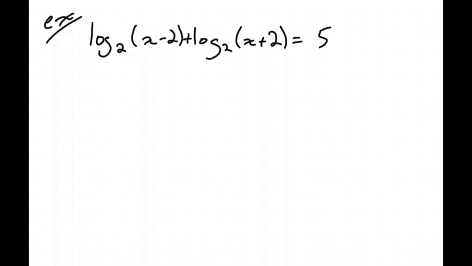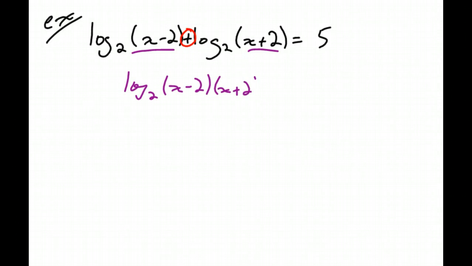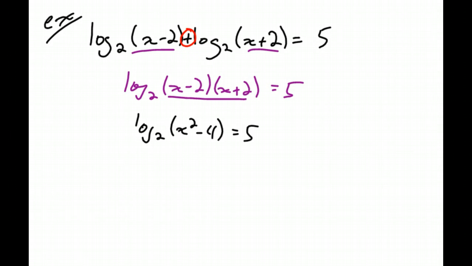Okay, in this case, I have two logs again, equals something without a log. Well, I know that log plus a log is my product rule, so I can say it's the insides multiplied together, which is log base 2 of x minus 2 times x plus 2 equals 5. And look, I can just multiply these insides together so that I have a difference of squares, which is log base 2 of x squared minus 4 equals 5.